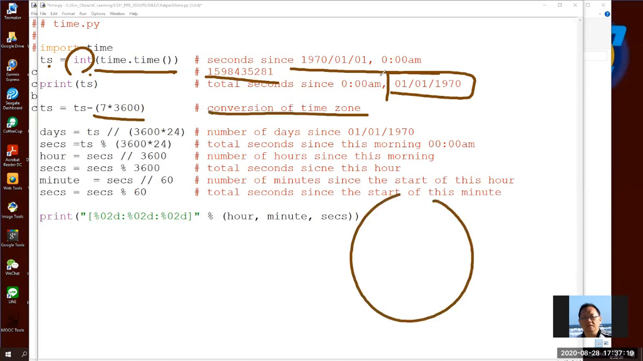The conversion of time zone is because there is a Greenwich time and there is a Los Angeles time. It's a 7 hour difference. So if you are in Eastern time zone, like Joey and Ethan, here you should put 4, not 7. Hear me?